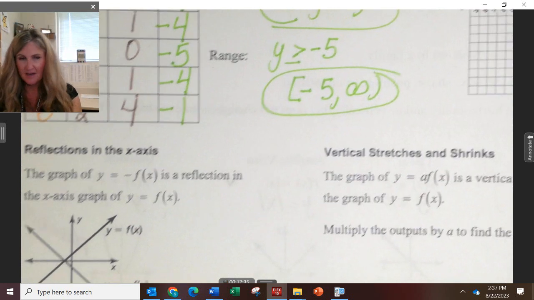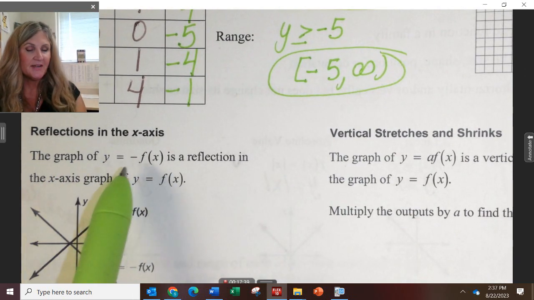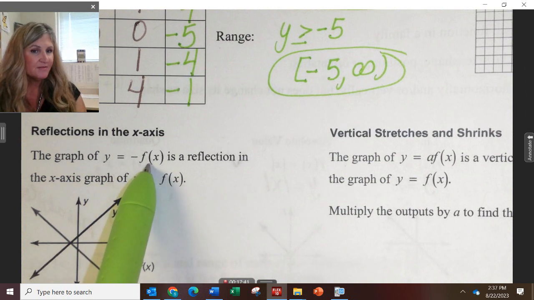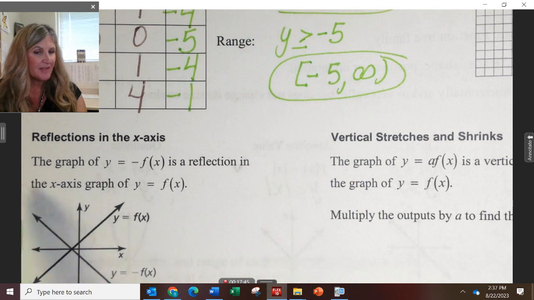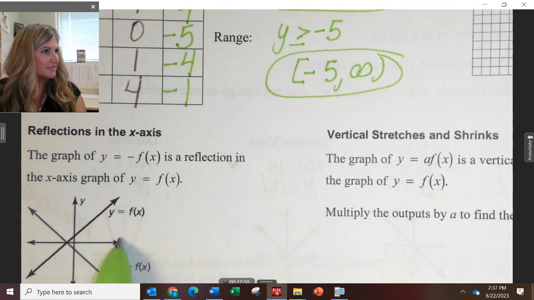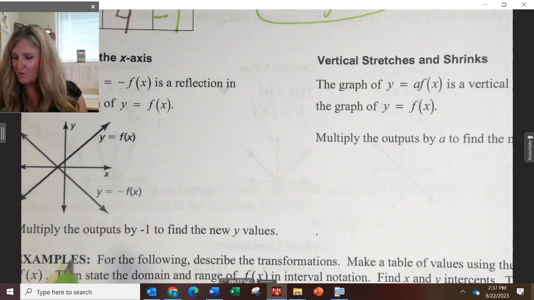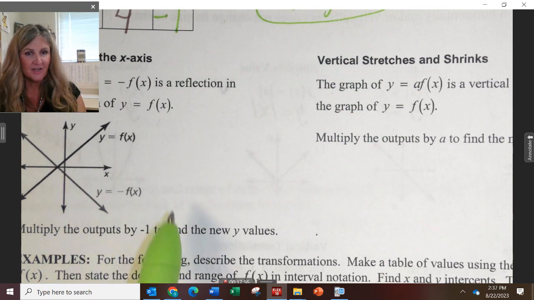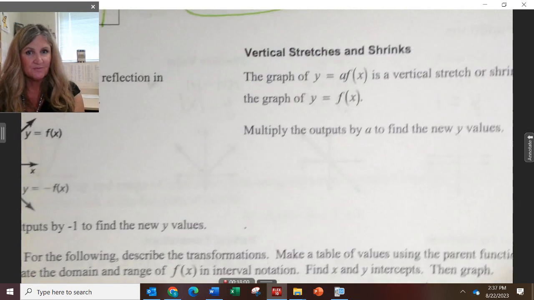All right, guys, let's talk about something else now. What about if we put a negative in front of the function? If we have a function and we multiply the function by a negative, it's going to reflect it over the x-axis. Did you guys learn that before? Okay. So that's how we can do a reflection in the x-axis. It changes those y values.